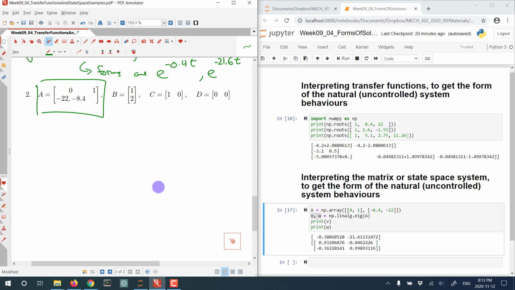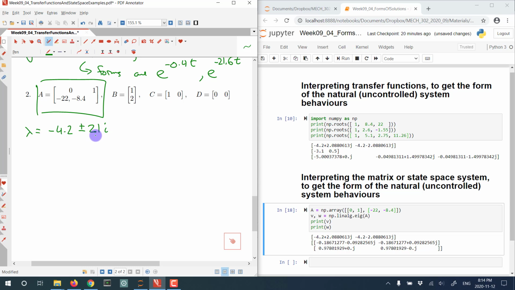Let's do the same thing again here. For simplicity, I just shifted the numbers around so we don't have to keep recreating big matrices. But we have negative 22 and negative 8.4. And here we have again the eigenvalues, the lambda values are negative 4.2 plus or minus 2.1, it looks like, 2.1 i's.